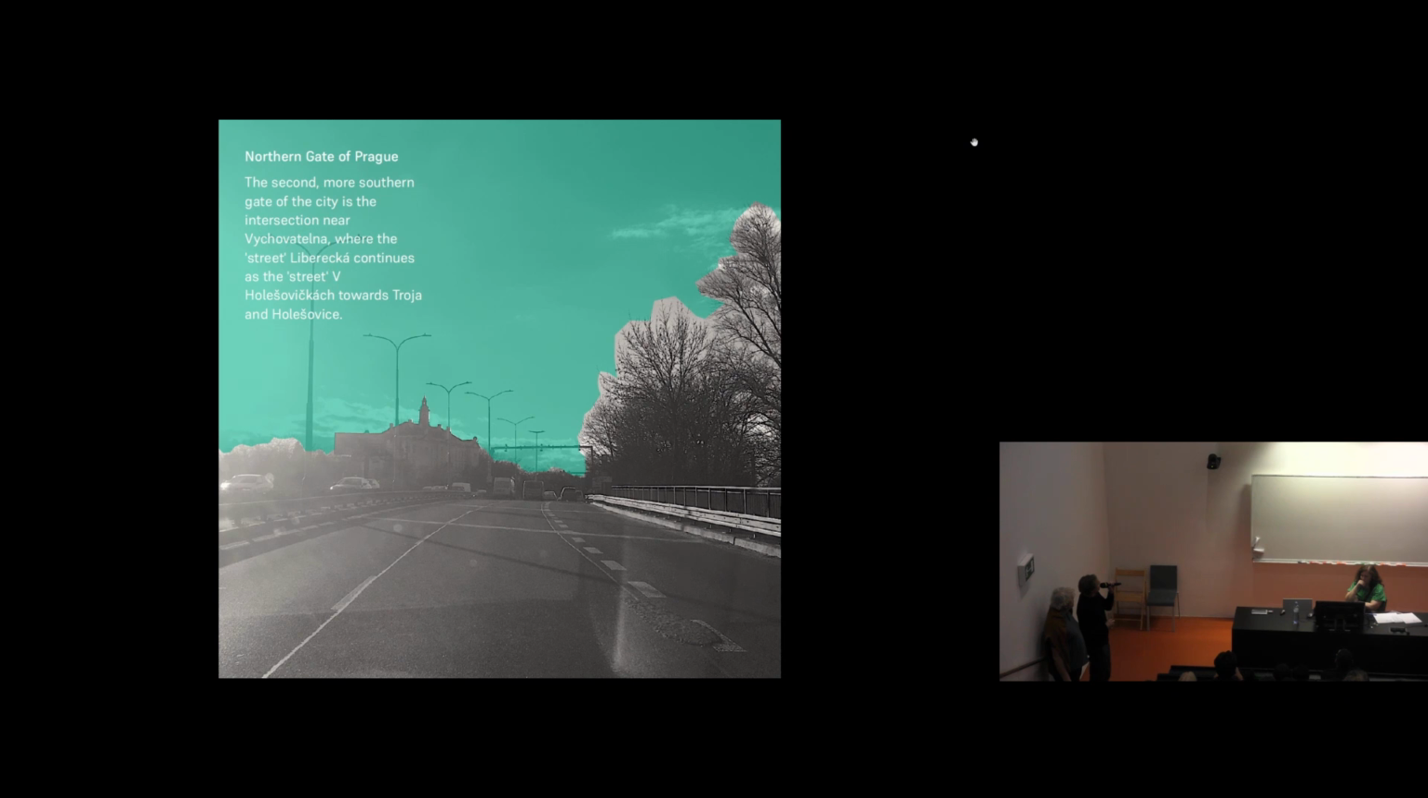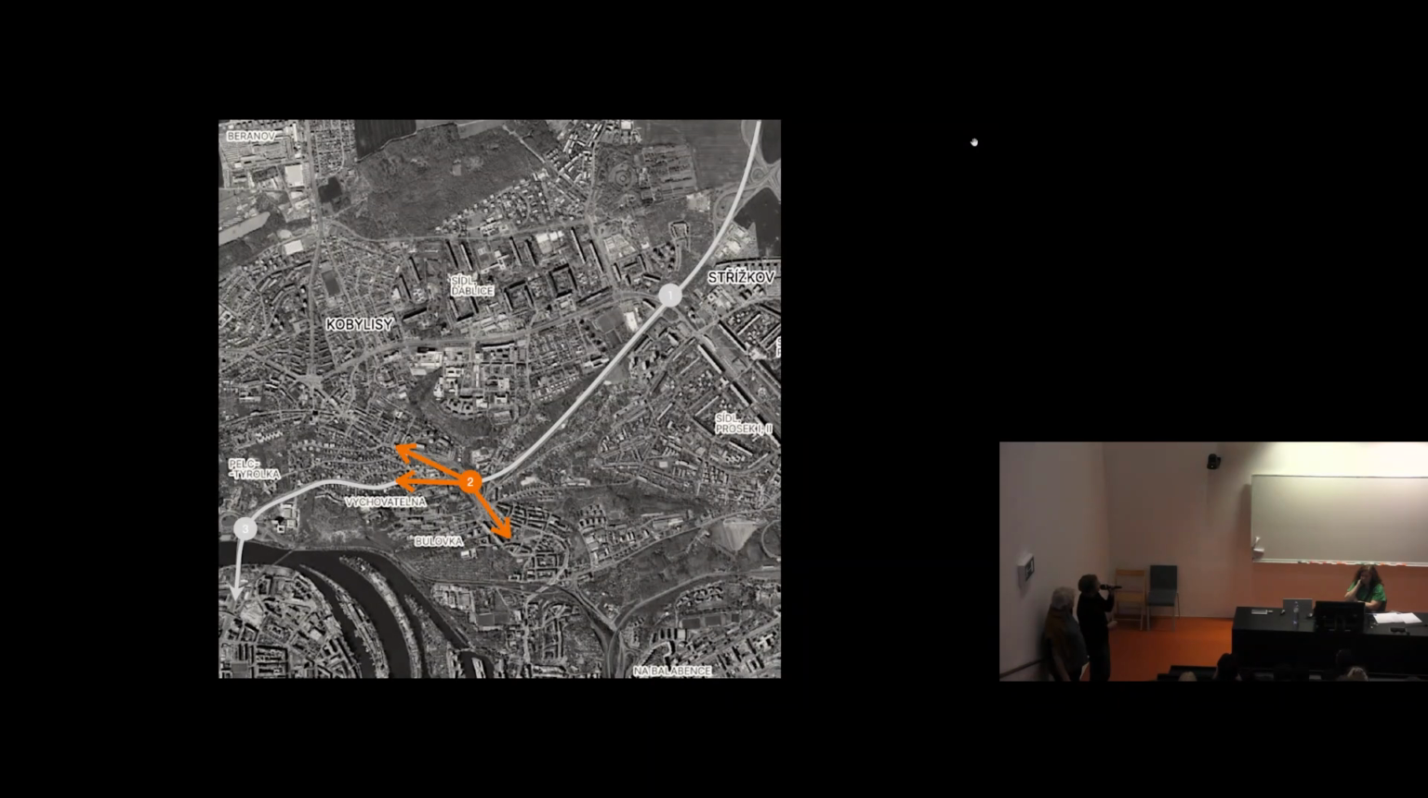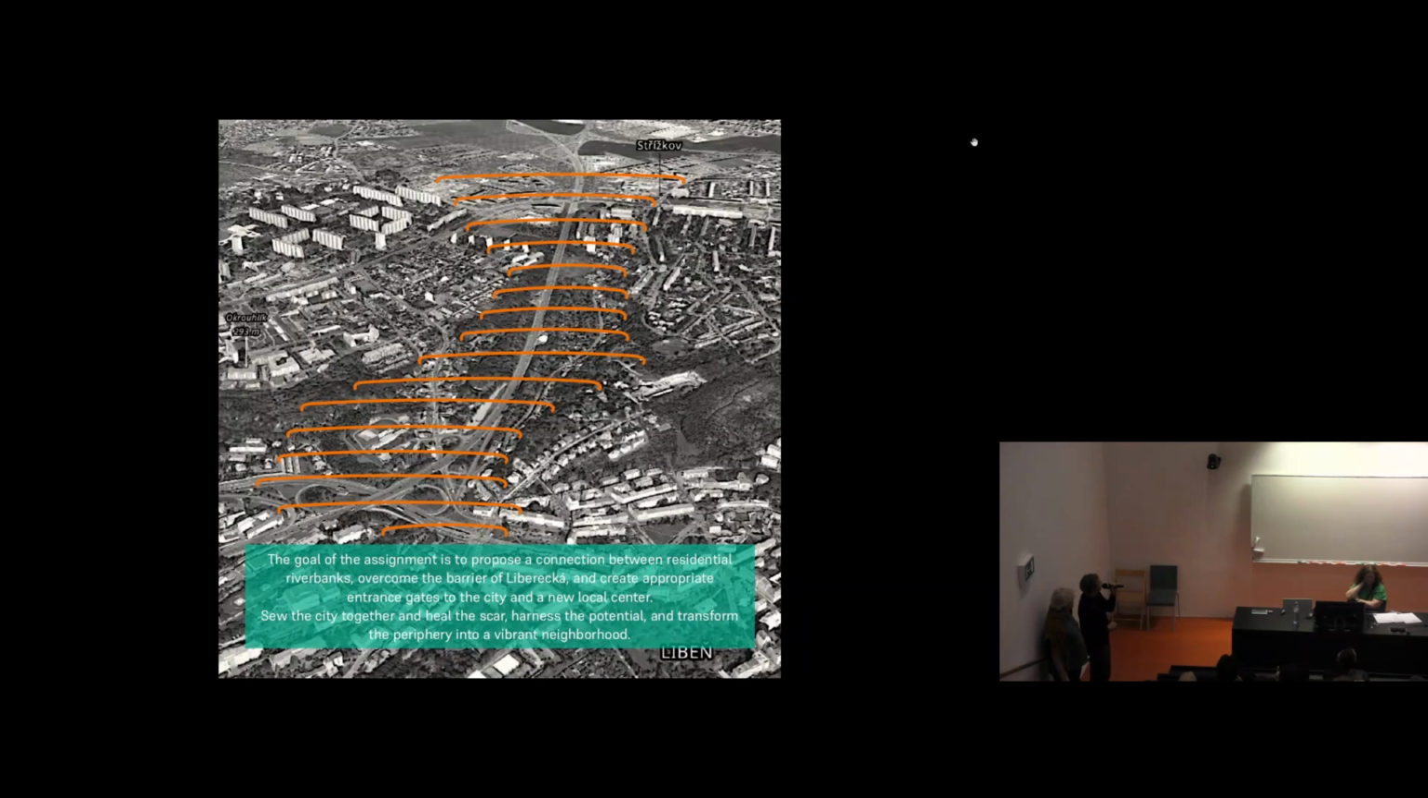It's in the junction of Vychovatelná and Liberecká Street, and it's actually the main entrance to the city center. And it looks like this. Still, it's a highway road, not a street, and it's this down position. So between these two gateways, north one and south one, we will be making our design.